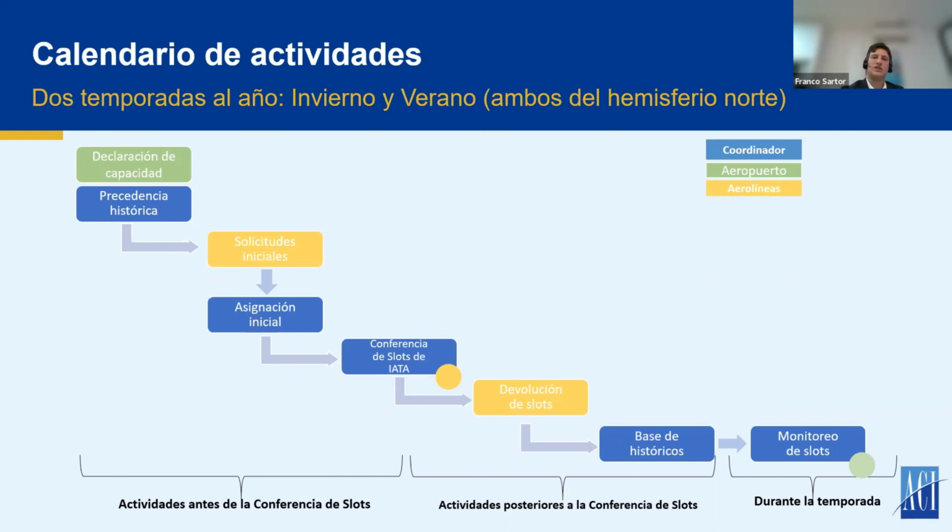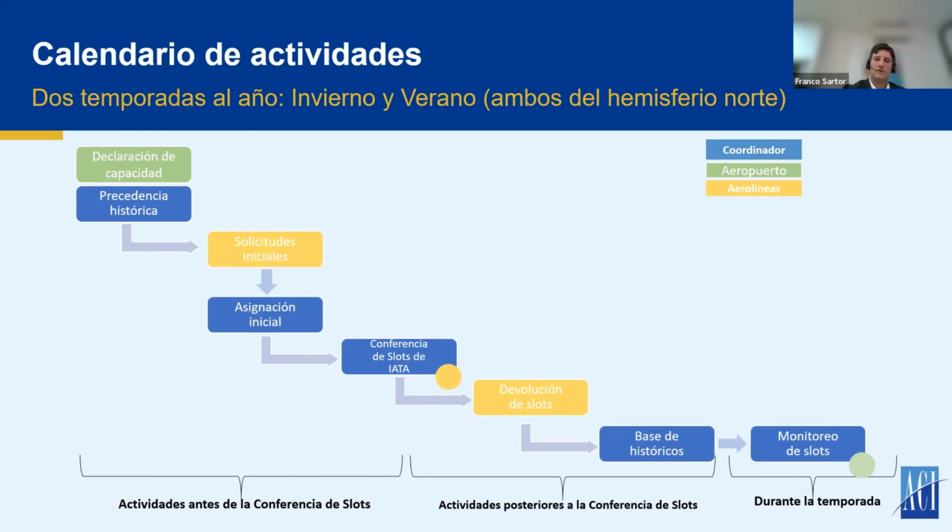And then the coordinator proceeds to allocate the slots following the priority criteria that are established in the ICAO guides. If the declared capacity is enough to satisfy the slots requirements of the airlines, the coordinator just assigns slots as requested. Meanwhile, if what was requested exceeds the airport capacity, the coordinator will offer alternative slots to those that don't have a priority, if they are available.